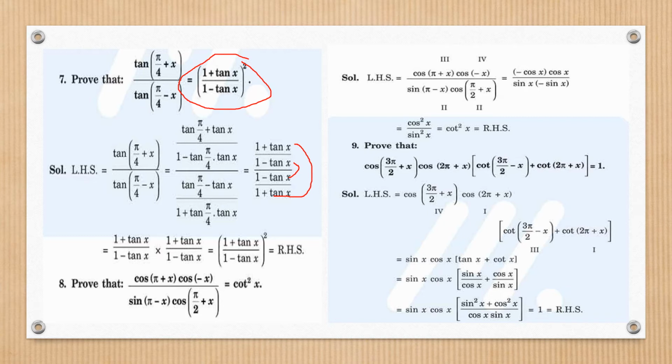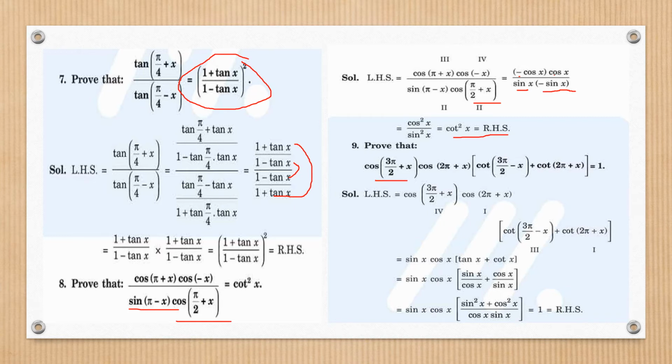Number 8 is cos pi plus x cos minus x sin pi minus x cos 90 plus x, is cot square x. So cos 180 plus theta is minus cos theta. Cos of minus x is an even function, so it is just cos x. Sin 180 minus theta is sin x, and cos 90 plus theta is minus sin x. It is 90 plus theta in the second quadrant and it changes at 90, so it is minus sin x. So this negative and negative get balanced. So it becomes cos square x upon sin square x, that is cot square x.